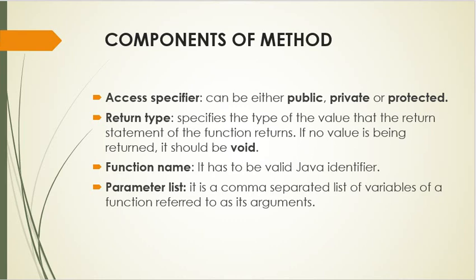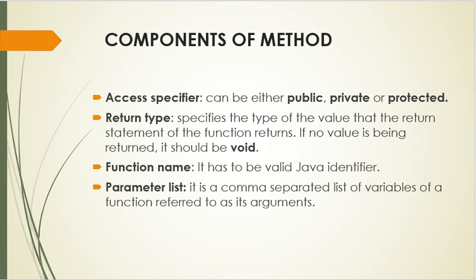We can also start it with an uppercase letter, and no spaces are allowed, no commas are allowed, nothing. The parameter list is a comma separated list of variables of a function, referred to as its arguments or parameters.